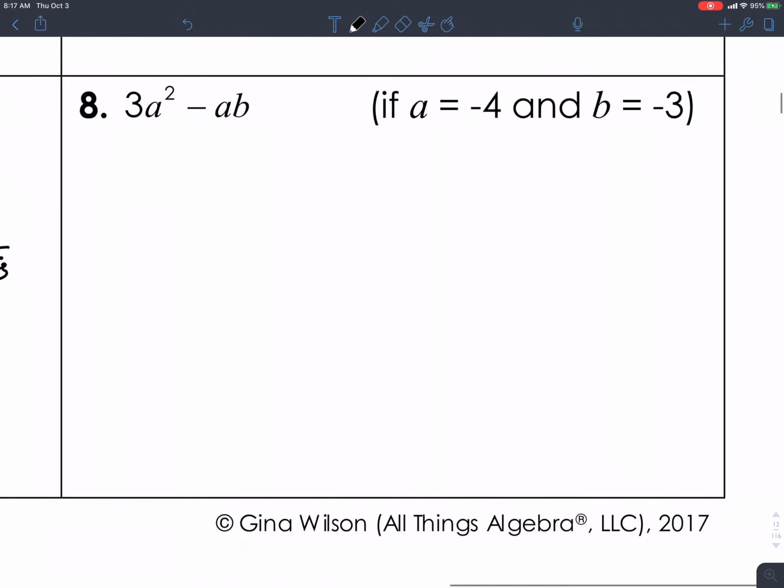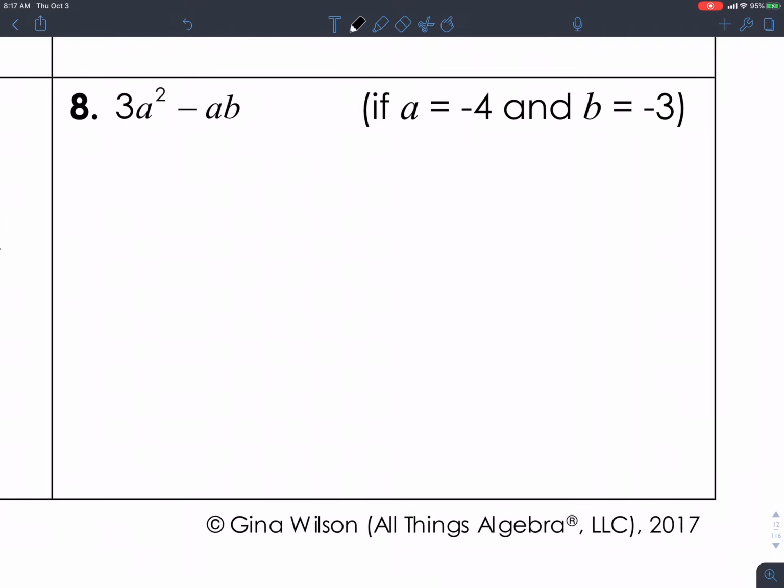Problem 8: 3a squared minus ab. What that means is a times b. So let's start putting some stuff in here. We know that a is -4 and b is -3. So we're going to write 3, put the -4 in for a, minus, and a is -4. This minus has to stay here, and this minus has to be there.